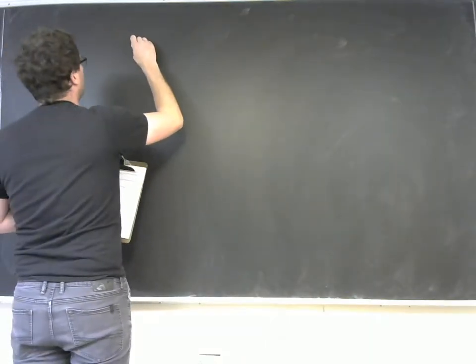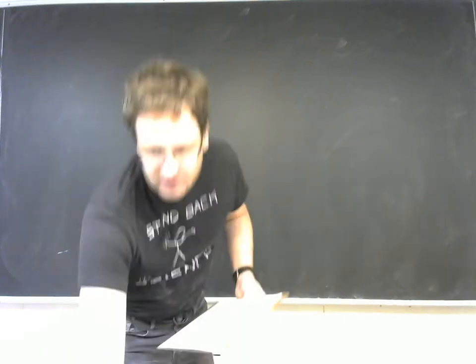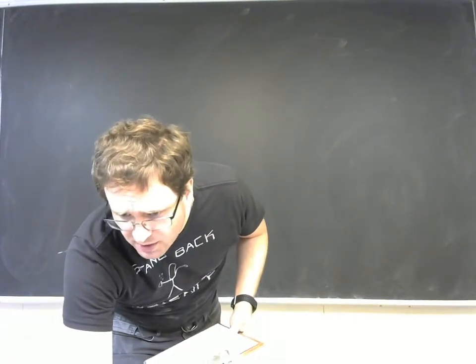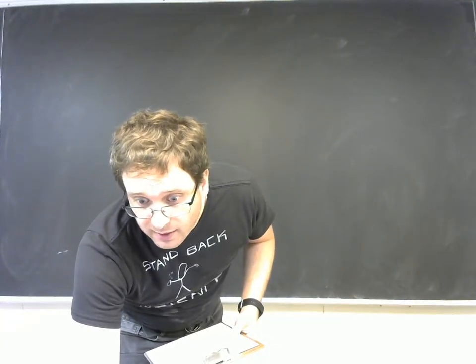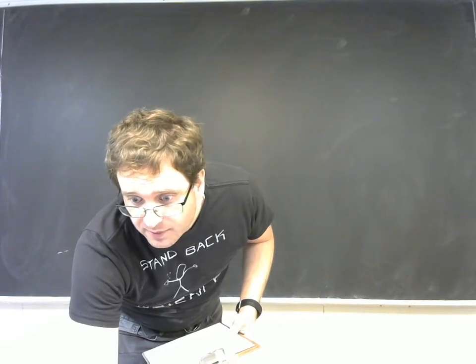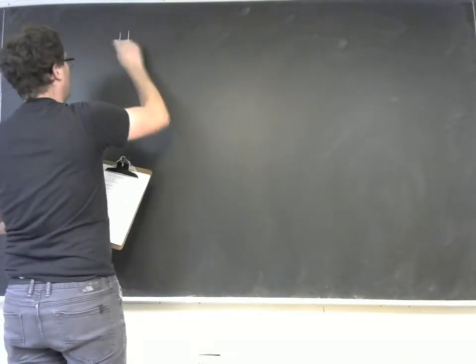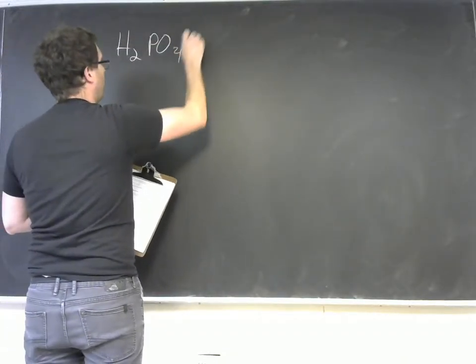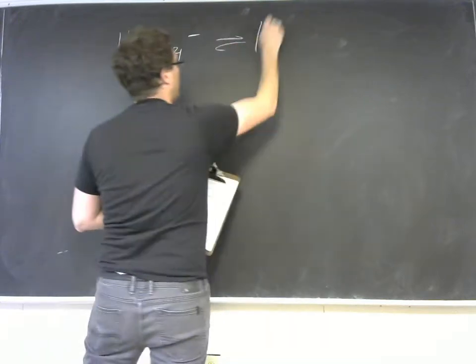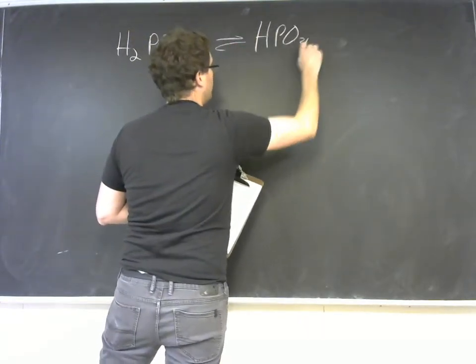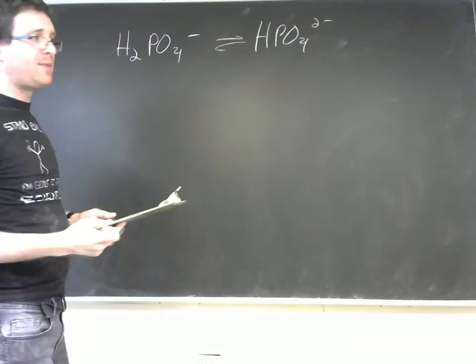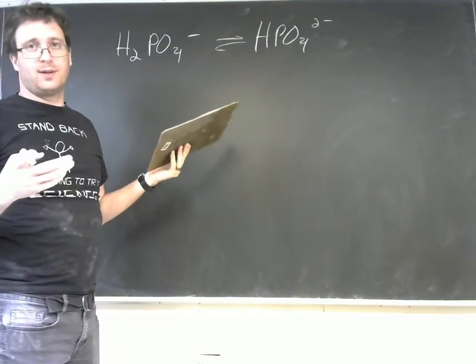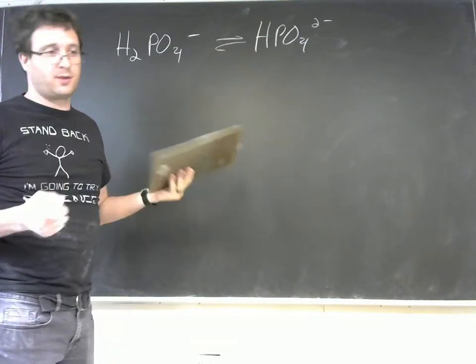Hold up, I forget if it's phosphate or hydrogen phosphate. Let me just quickly look at the pKa's. Okay, so one of them is H2PO4- in equilibrium with HPO4 2-. We have both of these ions present in our blood plasma, and because of that, we can use the Henderson-Hasselbalch equation to calculate the pH.